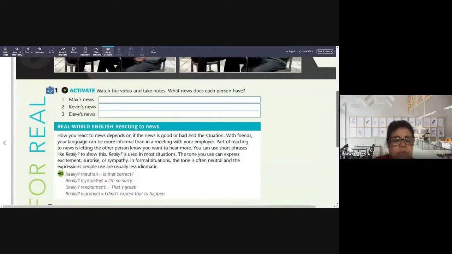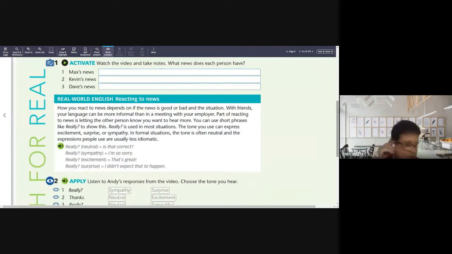We know already, okay? Max's news, he changed groups. He was talking to the professor when Dave interrupted, and he didn't get any award. Kevin's news, he was awarded a science grant. So he got a nice award. And Dave, he got the arts grant. Okay.